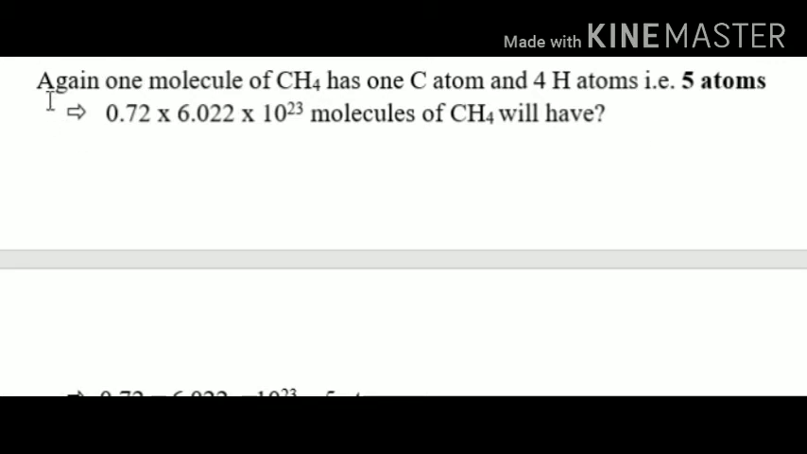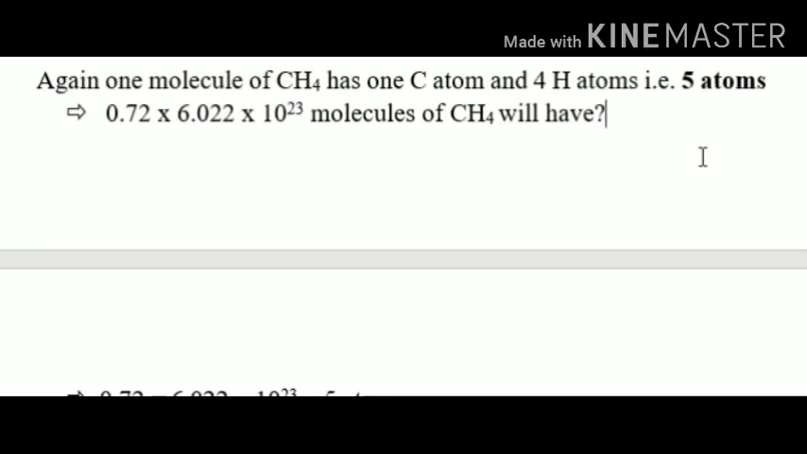So if I see 1 methane molecule, there is 1 carbon atom and 4 hydrogen atoms. So how many atoms are there in the whole methane molecule? 1, 2, 3, 4, 5. So there are total 5 atoms in one methane molecule.